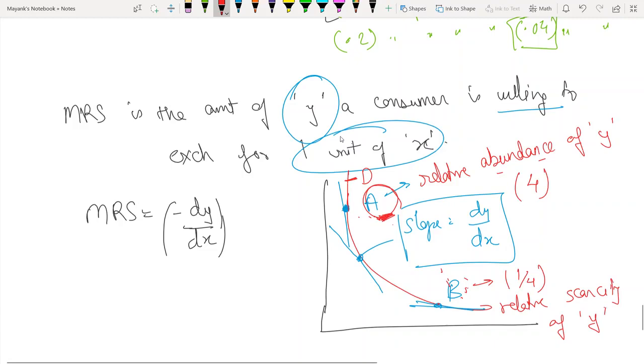Okay, so MRS higher means you have a relative abundance of y, so you are like, take this y from me. But at point B, you have very little y, so you are like, no, I wouldn't part. I'll give you only 1 by 4 for 1 unit of x.